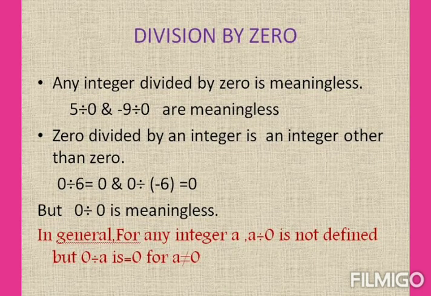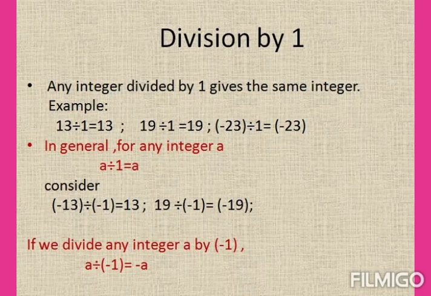Now division by 0. Any integer divided by 0 is meaningless. For example, 5 divided by 0 is not defined. Minus 9 divided by 0 is not defined. Therefore, 0 divided by an integer is an integer other than 0. For example, 0 divided by 6 equals 0 and 0 divided by minus 6 equals 0. But 0 divided by 0 is meaningless. In general, for any integer a, a divided by 0 is meaningless, but 0 divided by a is 0 for a not equal to 0.